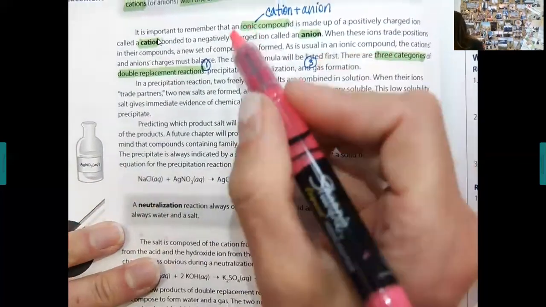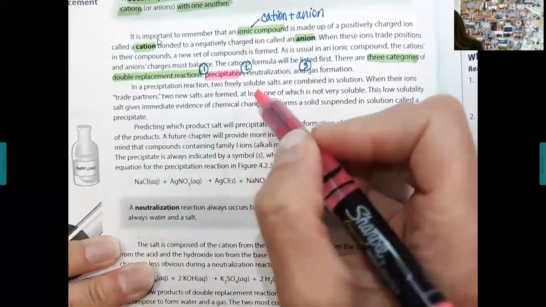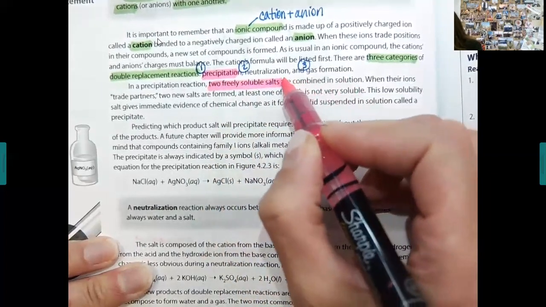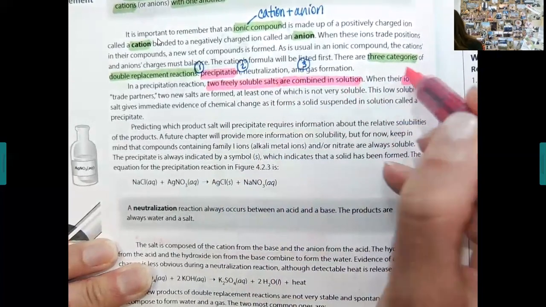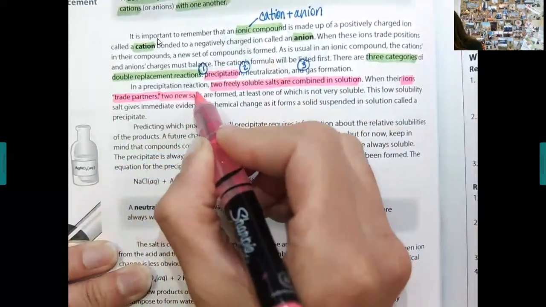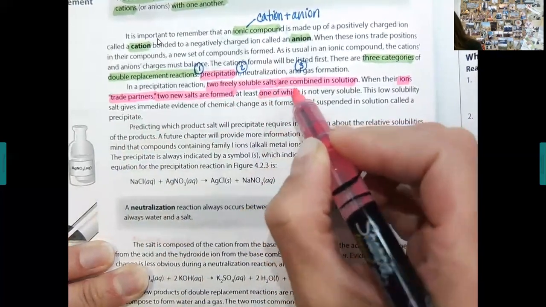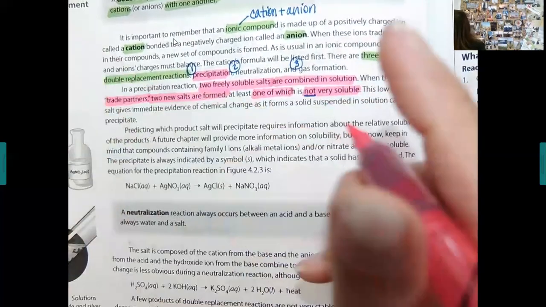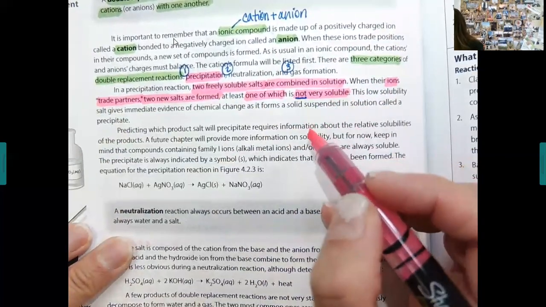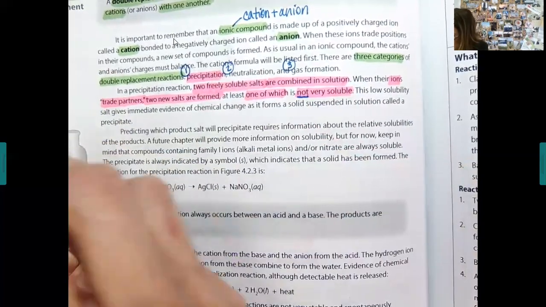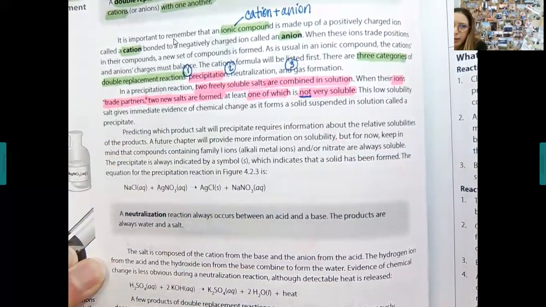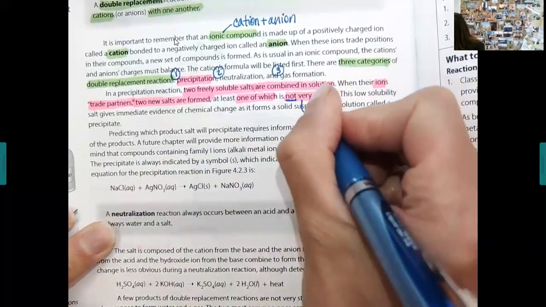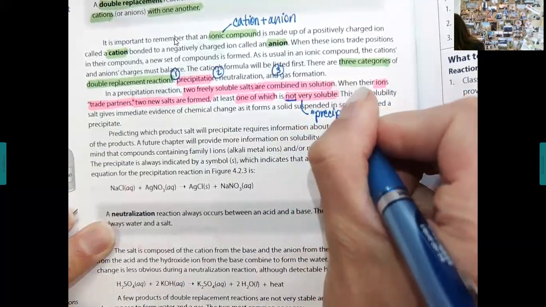If we're taking a look at a precipitation reaction, you're going to have 2 freely soluble salts, and they're going to be put into solution, and then their ions trade partners, and 2 new salts are formed, and one of which is not going to be very soluble. So that means that you're going to have a precipitate forming, and that is your form of evidence that a chemical reaction took place. Okay, so this one that's not very soluble, that is my precipitate.